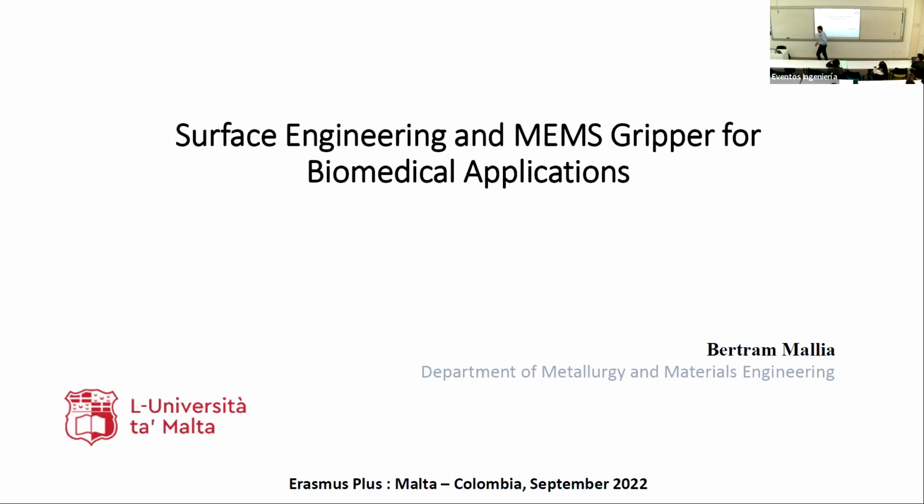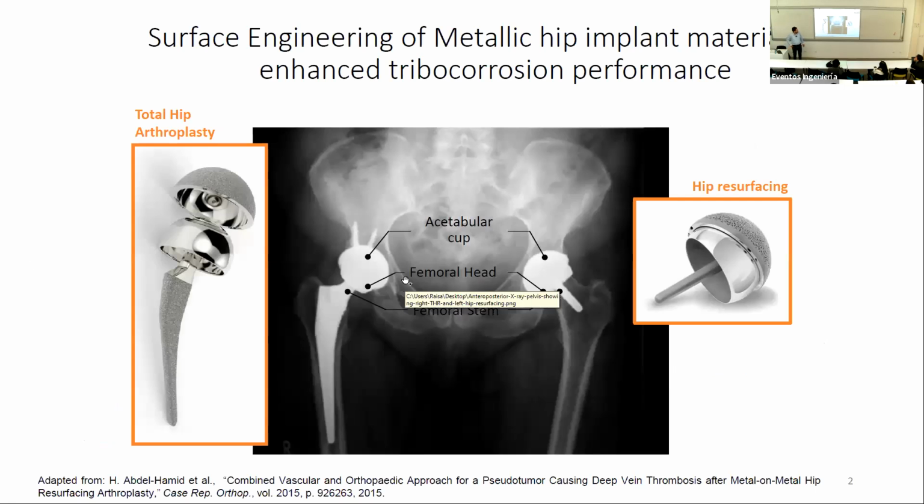So let's start with surface engineering for tribocorrosion. The first application that I am going to mention is surface engineering of metallic hip implant materials. Metallic hip implants have been a great success. They have been around for many, many years. Hundreds of thousands of implants are implanted successfully every year.